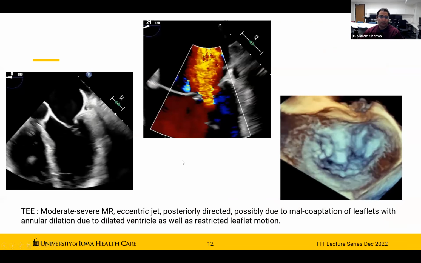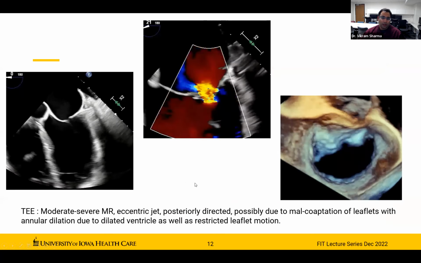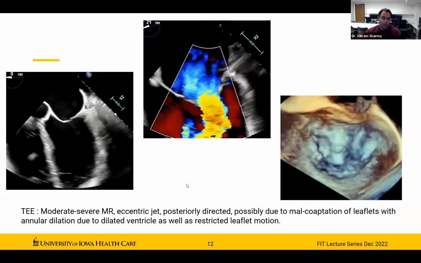subsequent slides. So, coming back to our patient, we were talking about the etiology of his mitral regurgitation. So here are TEE images. And this gentleman clearly has lack of coaptation of his mitral valve leaflets, causing a very eccentric posterior directed mitral regurgitation. Again, here we see that the leaflets do not really coapt very well. And this was thought to be related to annular dilatation, secondary to a dilated left ventricle, as well as some restriction of the leaflet motion in the setting of ischemic cardiomyopathy. So this was thought to be a functional mitral regurgitation in the setting of his ischemic cardiomyopathy.